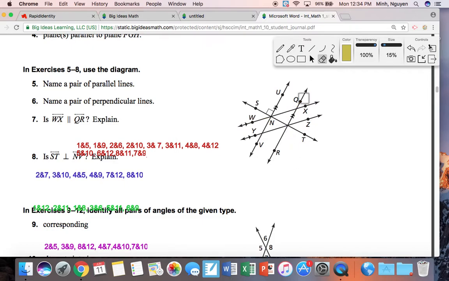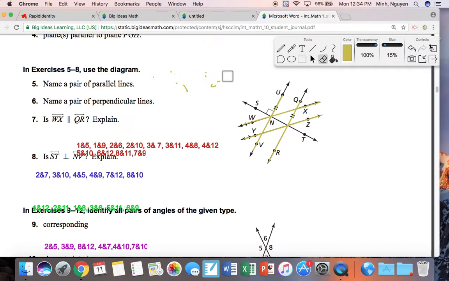Name a pair of parallel lines. There are two answers here. One is this set, line WX and line YZ, or line UV and QR. You can pick either of those to copy down. Line WX, I'll write one, but you can write either one. Line WX and YZ, or you could have written UV and QR.